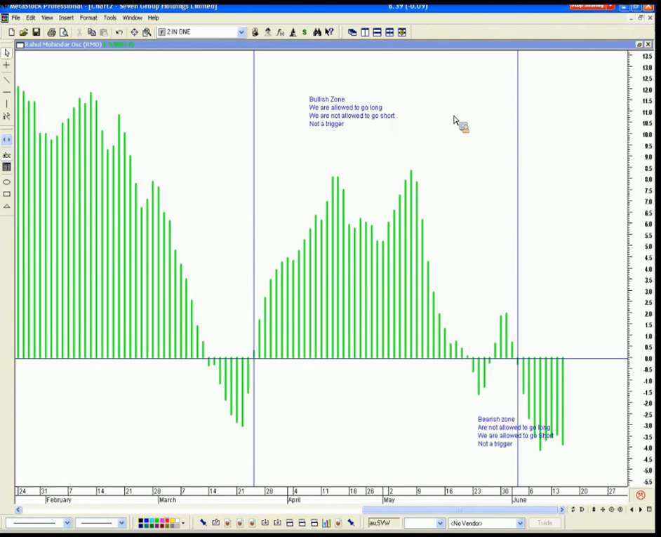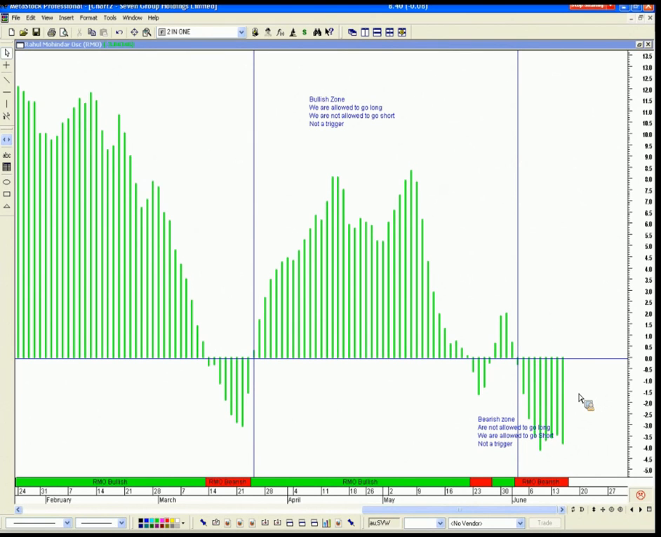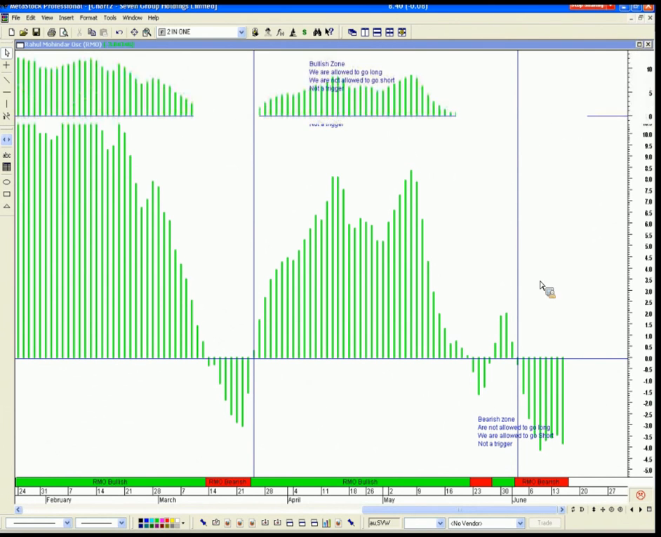I put the rules up here while we were talking about that for the bullish zone as well. Again, we're allowed to go long, we're not allowed to go short, and it's not a trigger. So now I know already that my bias is going to be bearish. I'm not allowed to go long. I also know that I'm looking for short positions, and that I may or may not be in there. That's step number one. We've identified that bias or that trend in the market.